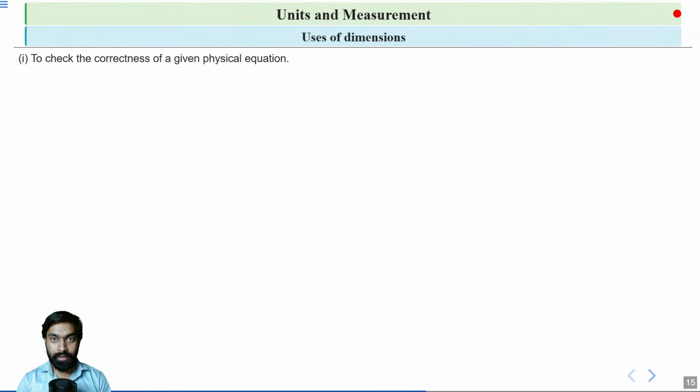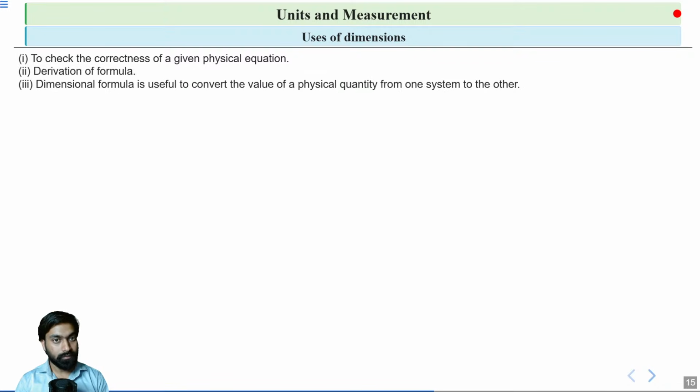So now we will learn uses of dimensions. First use is to check the correctness of a given physical equation. Second, derivation of formula. Third, dimension formula is useful to convert the value of a physical quantity from one system to another. And to express any physical quantity, we use two things. First, numerical value, and second, unit.